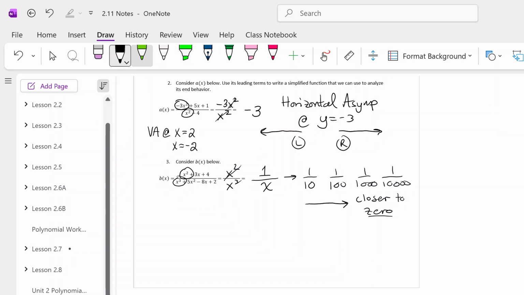So anytime you have a constant in the numerator and something changing in the denominator, as that thing grows, it's going to get closer and closer to 0, because you're dividing 1 by bigger and bigger numbers. So this is where we're going to have a horizontal asymptote at y equals 0. We're going to flatline since we have that horizontal asymptote. To the left and to the right, we're going to flatline at y equals 0.